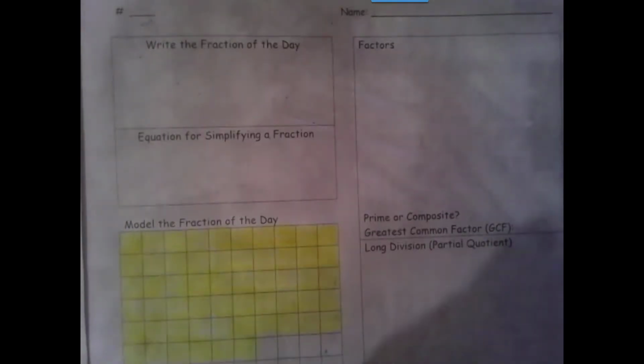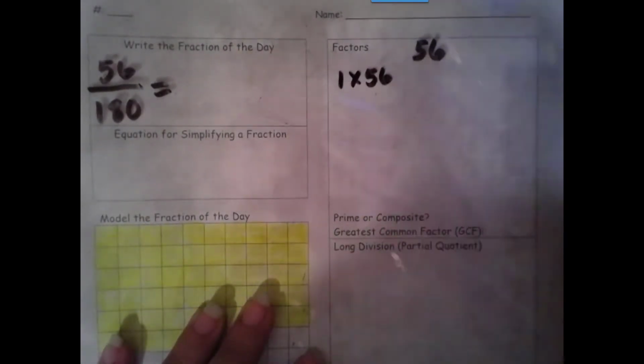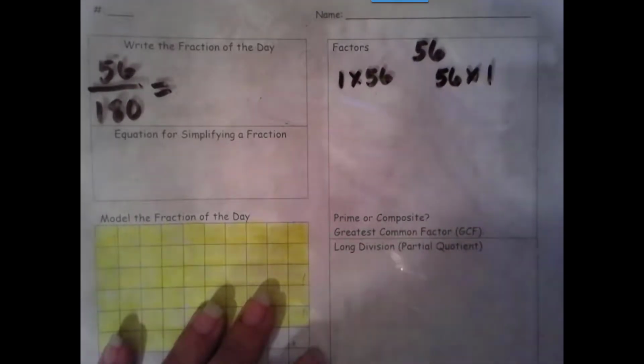Let's get down our beginning fraction. Our denominator is 180 because that's the total amount of school days, and we are currently on day 56. So let's go ahead and find all the factors of our numerator, 56. Two factors we always know are 1 and the number itself. And using the commutative property of multiplication, I can write it as 56 times 1.